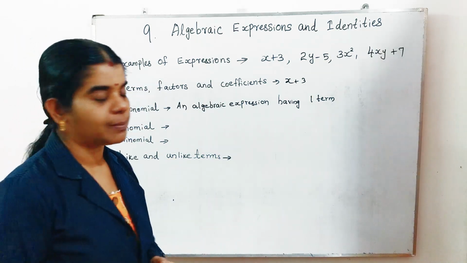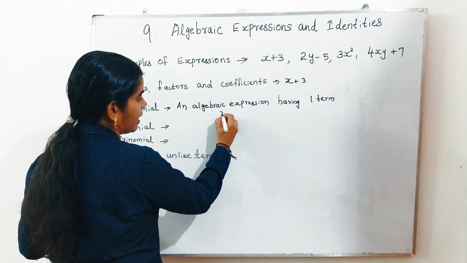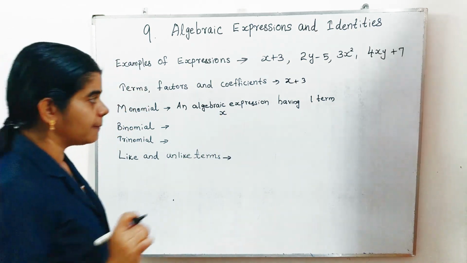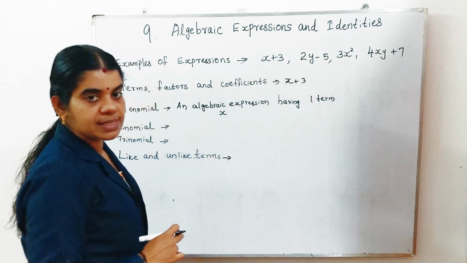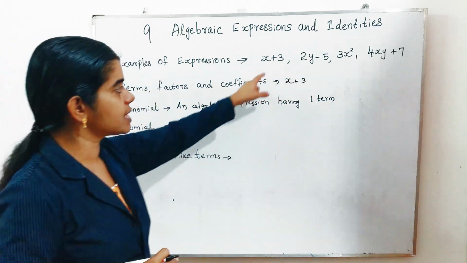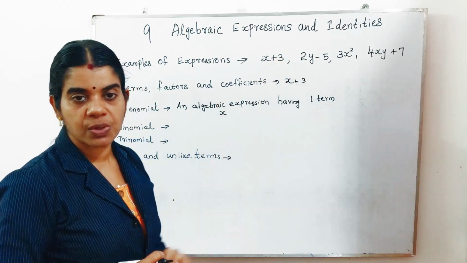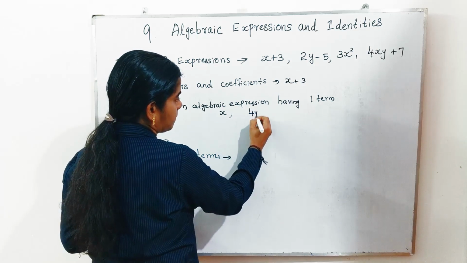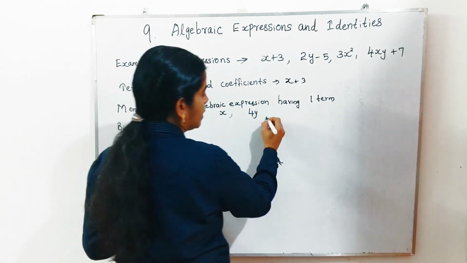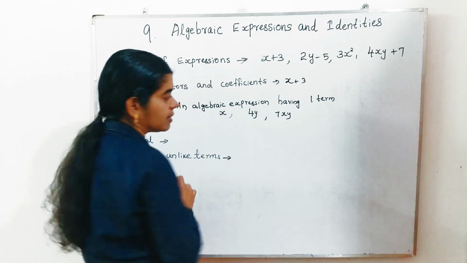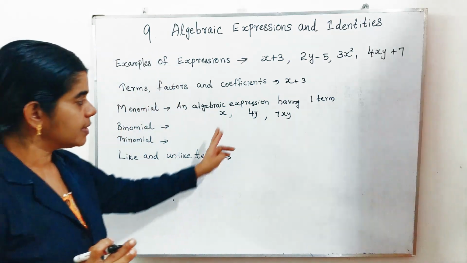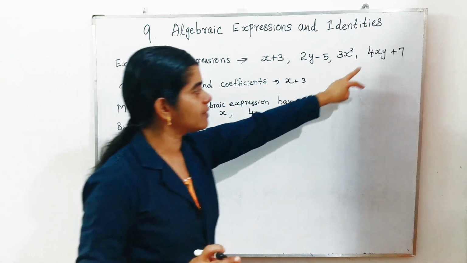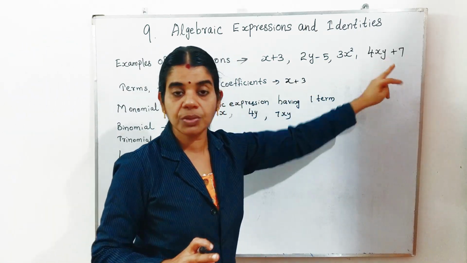If you write simply x, that is an algebraic monomial. Only one term is there. If x plus 3 is written, is it a monomial? No, it has two terms. So x plus 3 is not a monomial. If you write 4y, that is a monomial. If you write 7xy, that is also a monomial. Only one term, no plus or minus is there. If you write 4xy plus 7, that is two terms.